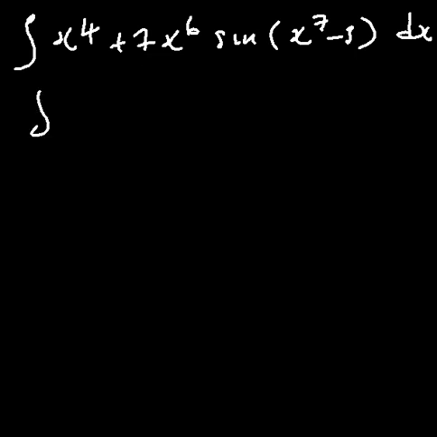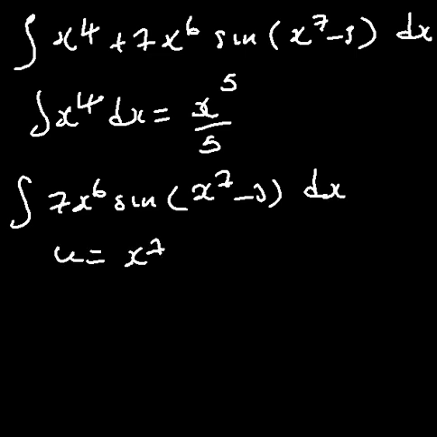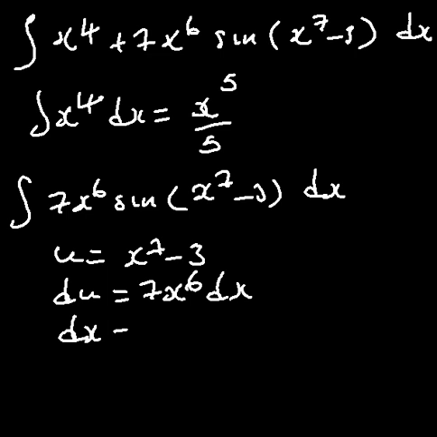Of course, we can have the integral of x to the power 4 on its own, dx. That will be given as x to the power 5 over 5, which is okay. And the integral of 7x to the power 6 sine of (x to the power 7 minus 3) dx. In this case, what is the u? We'll have it as x to the power 7 minus 3. And what is the du? We have it as 7x to the power 6 dx. Then we make dx the subject. We'll have it as du over 7x to the power 6.